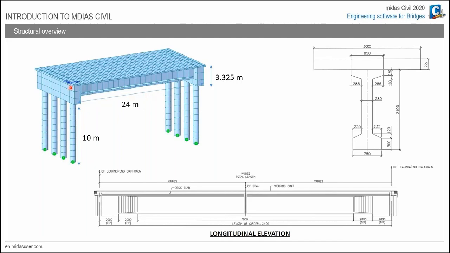Depth of abutment is 3.325 meters, and depth of pile is 10 meters. And this is the cross section of the girder which we are going to use. And this is the longitudinal elevation. Now let me take you to the program, and then we will generate the model.